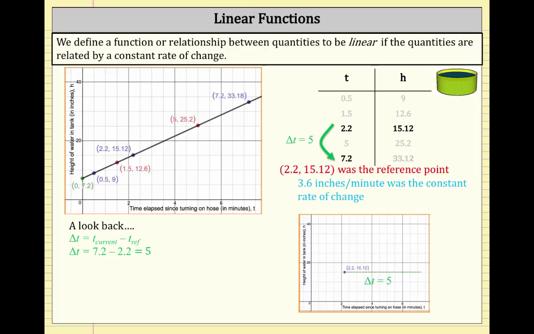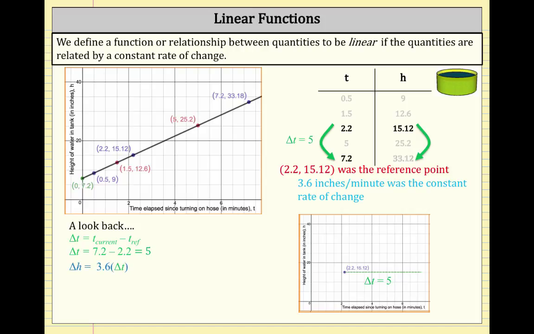So as you can see over here, there's a graph which represented that change in time of 5 from the reference point. We then wanted to figure out the corresponding change in height of the water, because then we could use that to go from 15.12, use a change in height to figure out what the actual current height of the water in the tank is when the time is 7.2 minutes. So to do that, first of all, we would recall that the change in output is equal to the constant rate of change times the change in input.